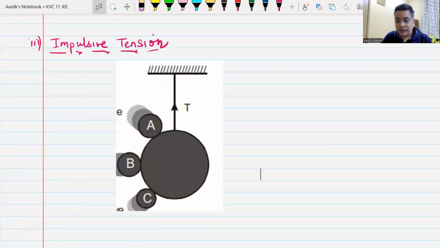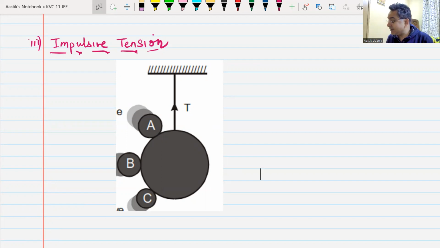Then I take you to this case. Here there is a big ball which is attached to a string, and we have three cases of balls attacking it. Now, in all the cases, normal reaction between the two balls is impulsive. Do you understand this? Yes or no?